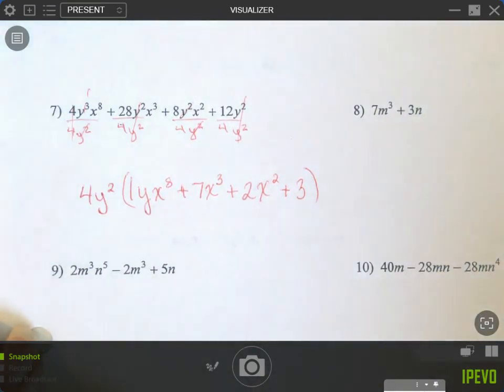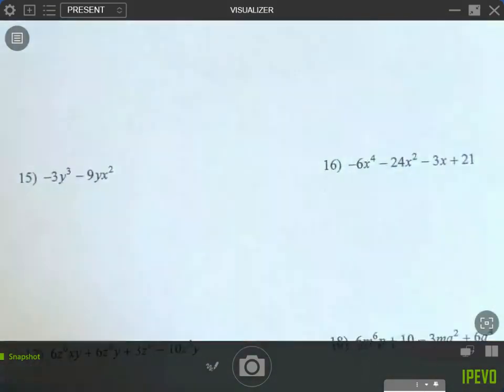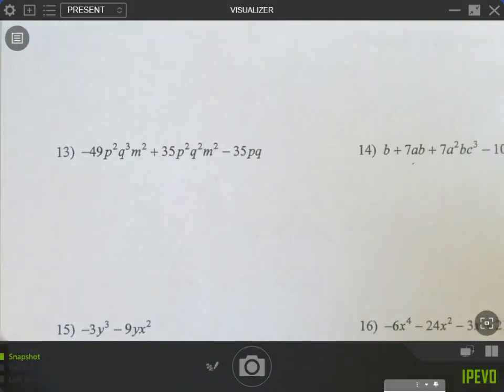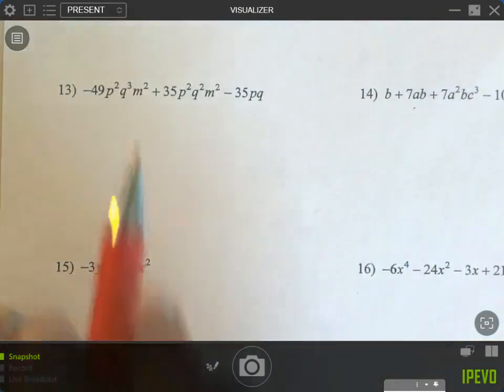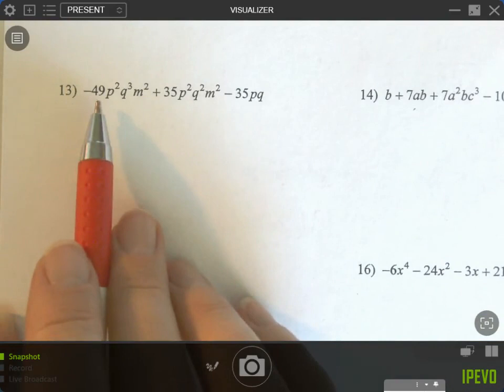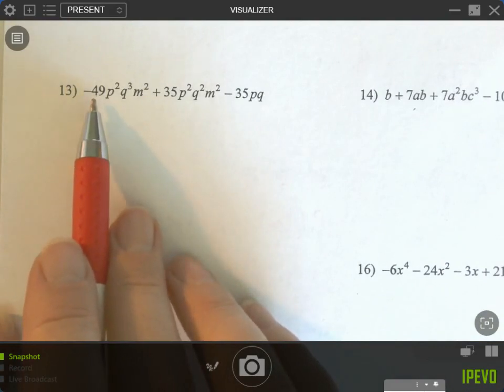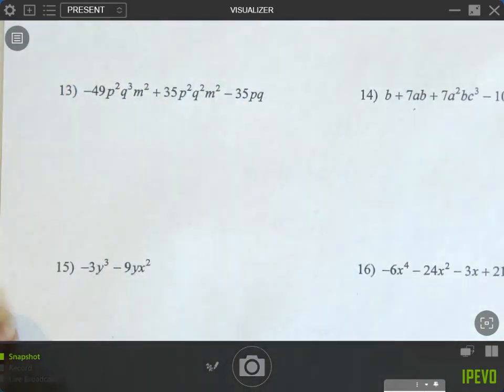Anything other than 20? 13. All right, we'll do 13 and 20. Woo, 13's a little bit much, huh? Okay, now in 13, notice the leading coefficient here. The first term has a negative. You don't have to do it, but we're going to practice factoring out a negative.